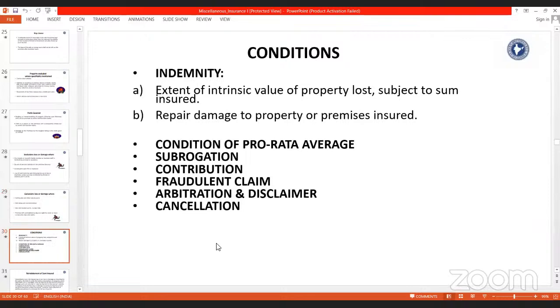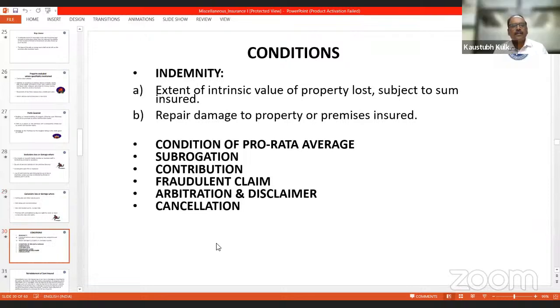The conditions: indemnity, yes. This policy is a policy of indemnity. In case of a personal accident policy, those were deviations from indemnity. Extent of intrinsic value of the property loss subject to sum insured. Repair of damage to property or premises insured. So these are contracts of indemnity, and the conditions of pro rata average, subrogation, contribution will apply in case of all the claims.